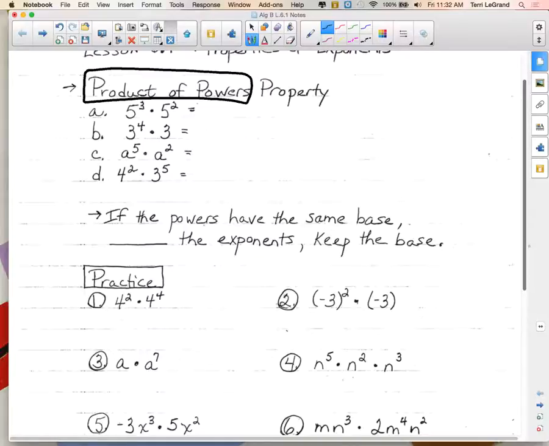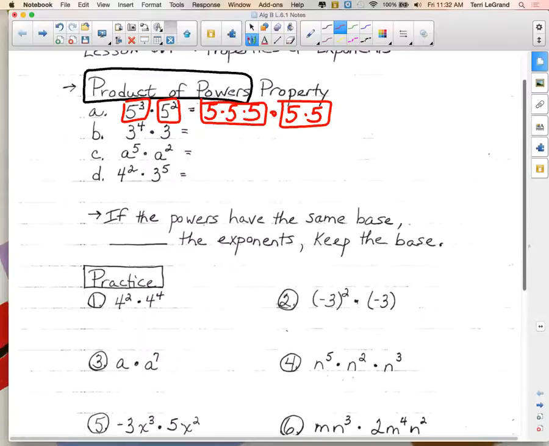So let's explore, what does 5 to the third power really mean? I don't want to know what it's equal to, I want to know what it really means, okay? Aurora? 5 times 5 times 5. Yeah, so that means 5 times 5 times 5. So this one right here is really this. And then times, and 5 squared means what, class? 5 times 5. So 5 times 5 is the 5 squared.